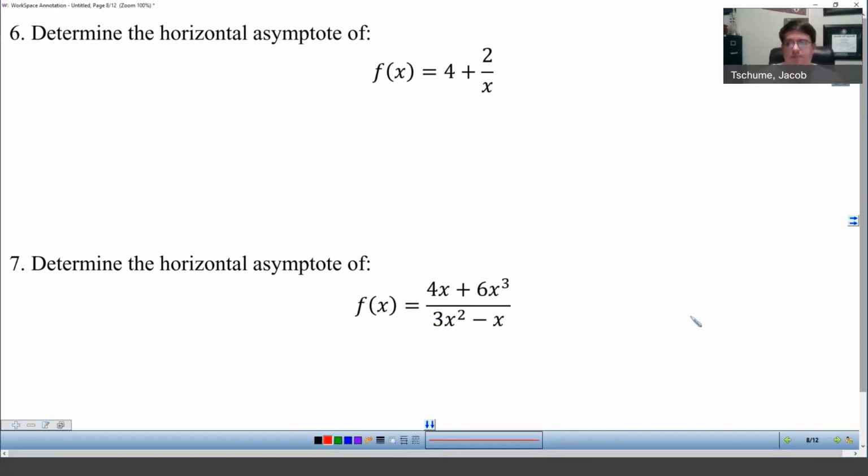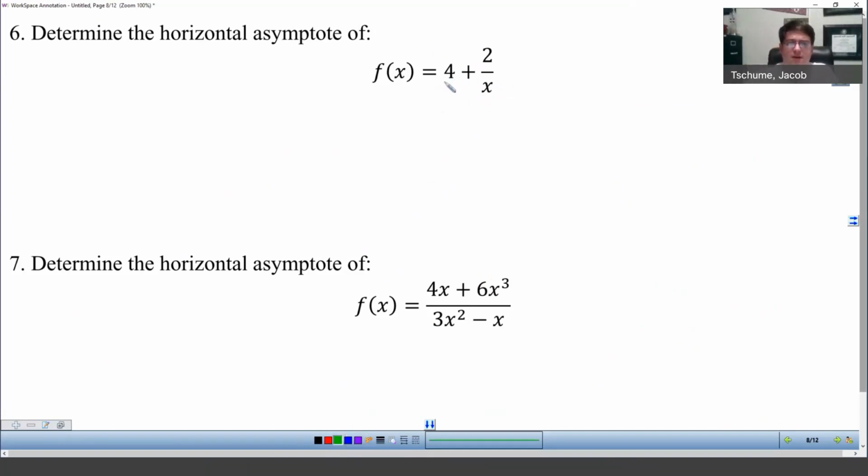Let's do a couple more. So number 6, what if f of x is equal to 4 plus 2 over x? Now this one you've got to be careful on because technically how this function is set up, it doesn't follow any of our rules. This 4 here is causing an issue. So what you have to do before you apply your definitions is put these two things together by finding a common denominator.